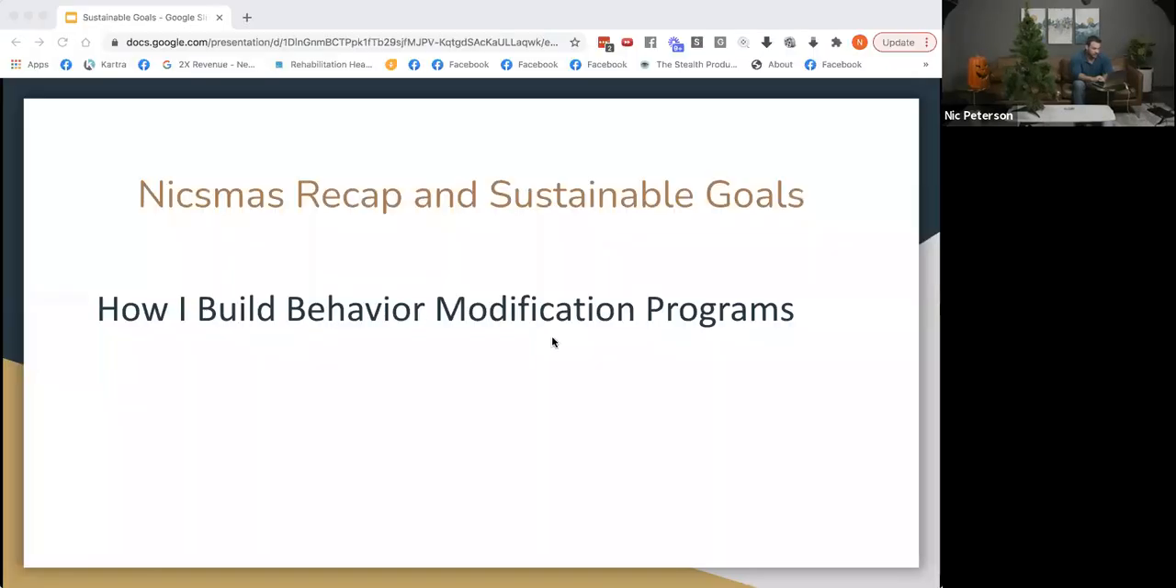So here we go. How I modify behavior, or how I build behavior modification programs. So what this is, this is how I modify my behavior when I want to achieve something. I also build all of my programs this way.